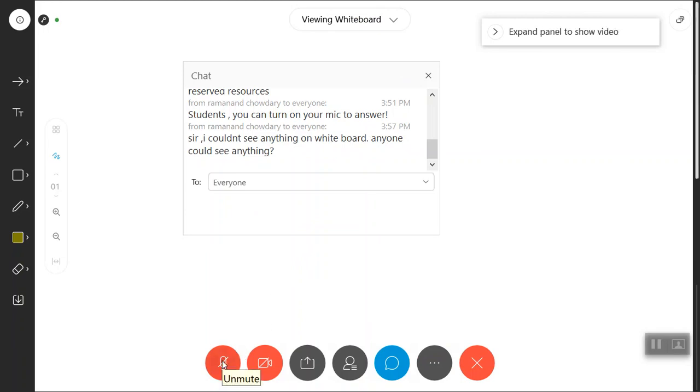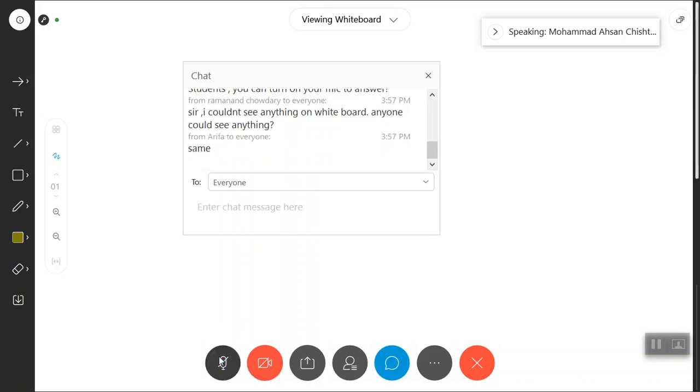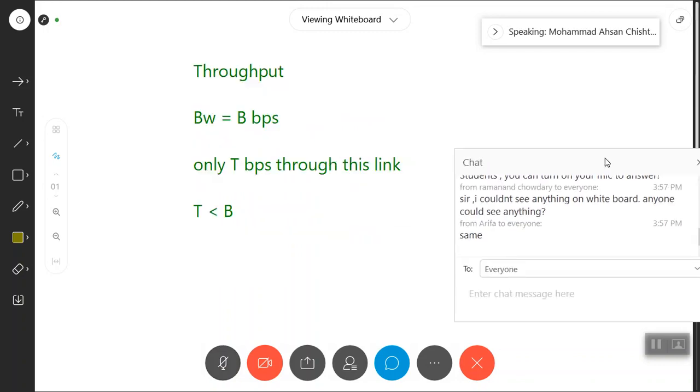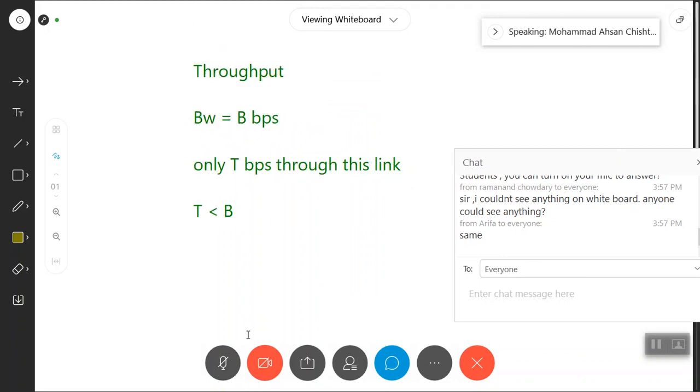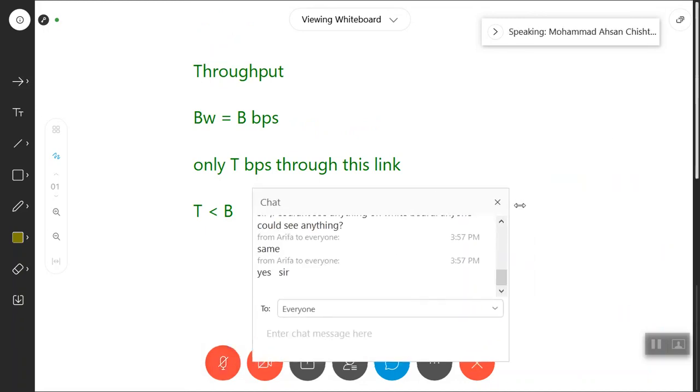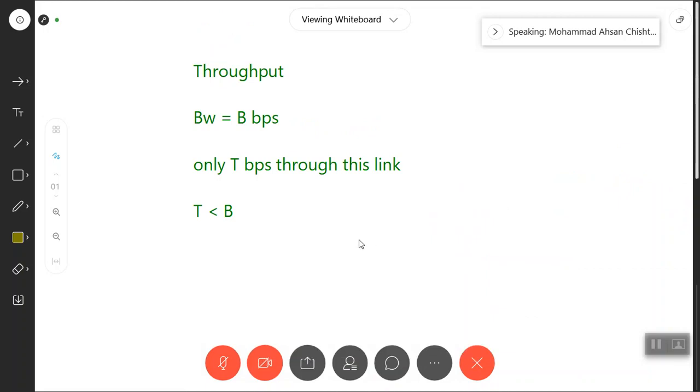I have written on the whiteboard. It's showing nothing. Can you see throughput written there? It's okay. Arifa? Okay. Did you get it, Arifa?